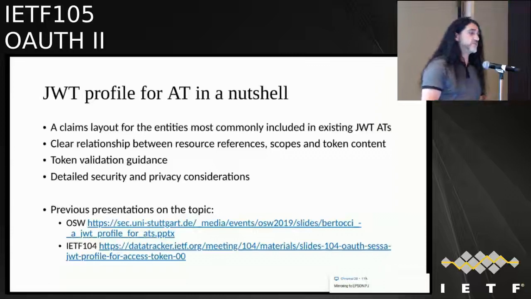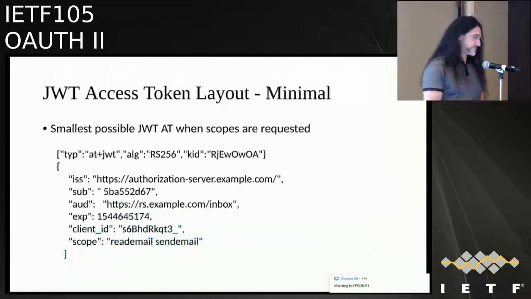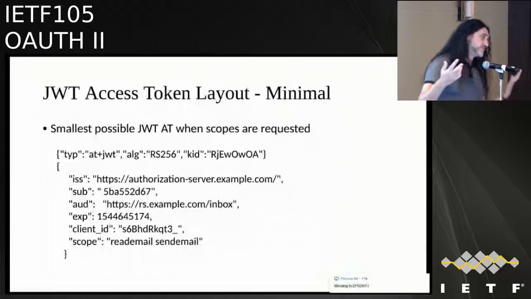And if you want to dig deeper into this, we have a couple of links to other events in which I covered this. And just to make this a bit more concrete, this is what the smallest JWT access token would look like. And I'm sure there is nothing surprising in there. It's basically what you would find in a skeleton ID token, plus one indication about who is the client ID, plus the scopes. And then if you look at the spec, there are other things that can be done.